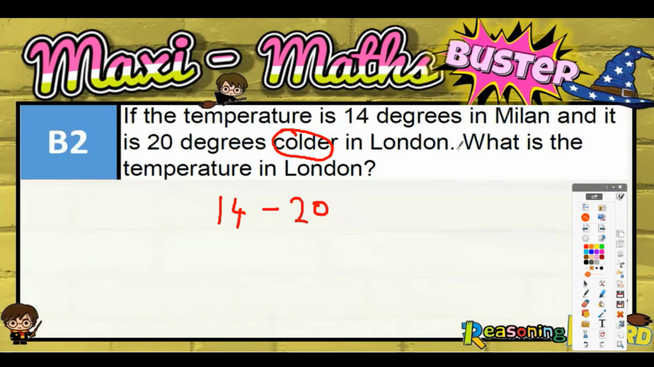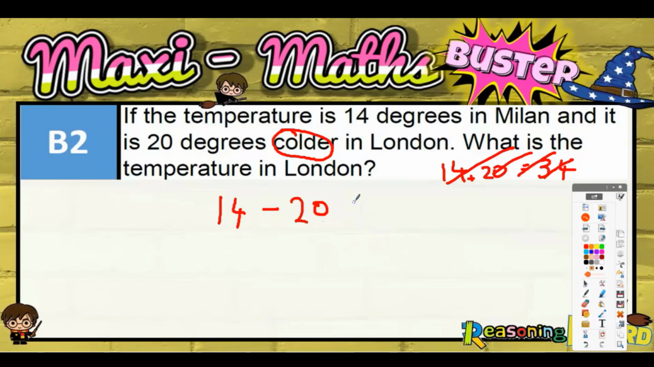If it was 20 warmer, that'd be easy. It'd be 14 plus 20, which would be 34. But the fact that it's colder means it's going down. So this isn't the answer. That's what it would be if it was warmer. Colder means go down 20. And that means we're going to go below zero. So the question is, how much below zero are we going?